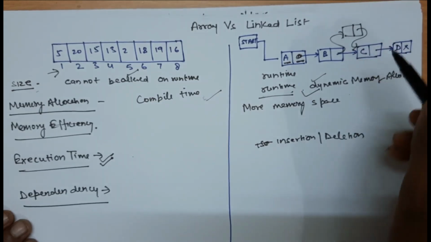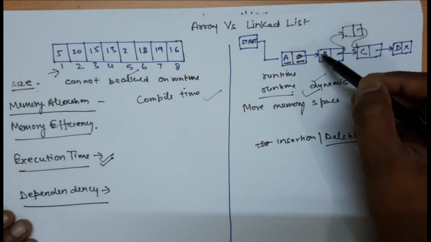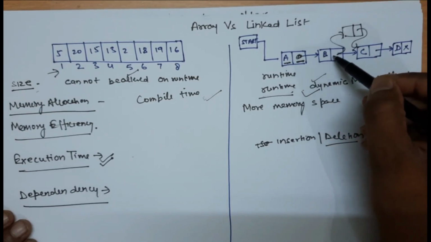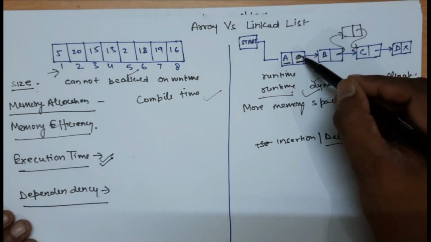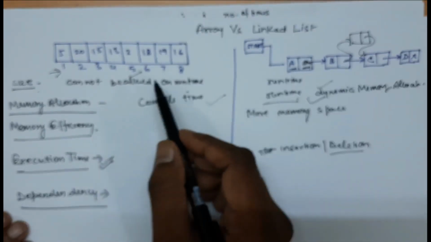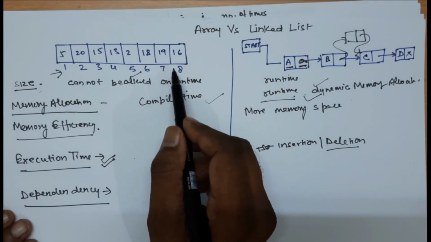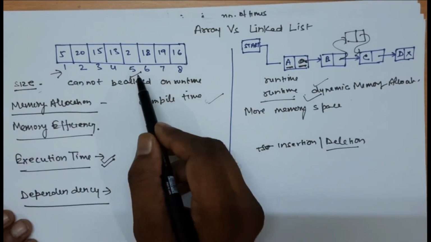Similarly, in the case of deletion also, whichever element is to be deleted, we have to simply set the pointer of the previous node to the next node. While for the array data structure, we have to shift all the elements upwards for deletion.